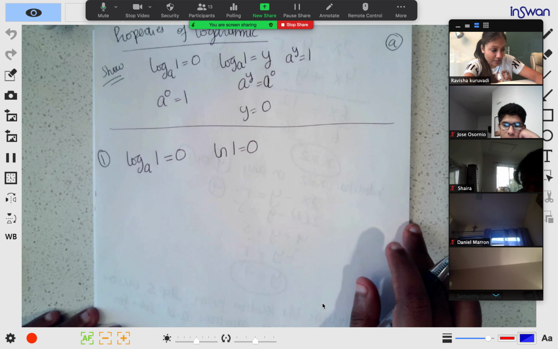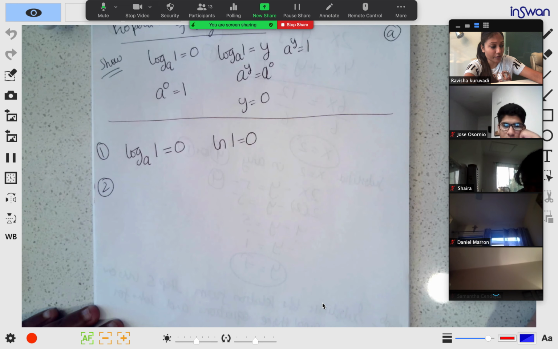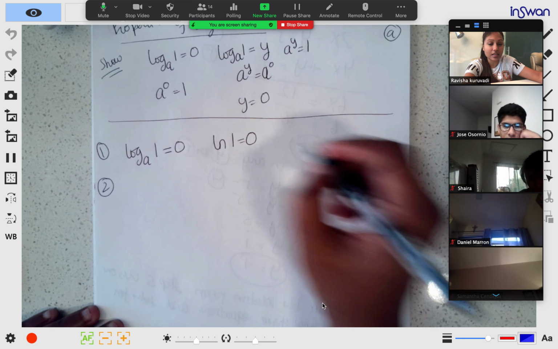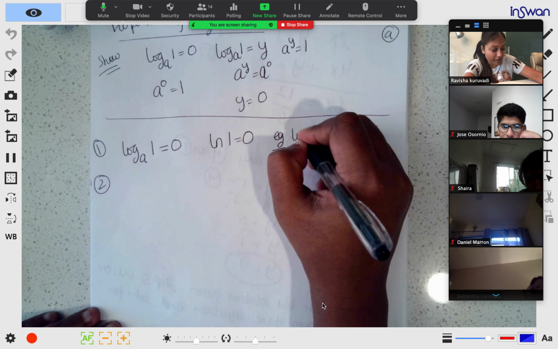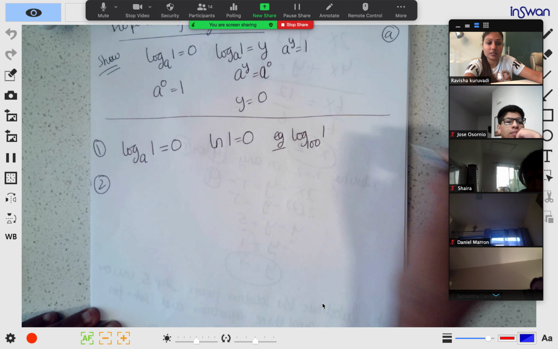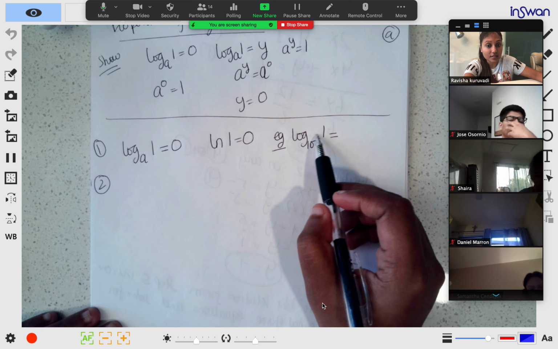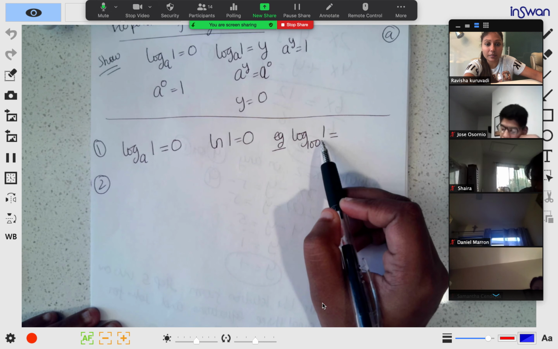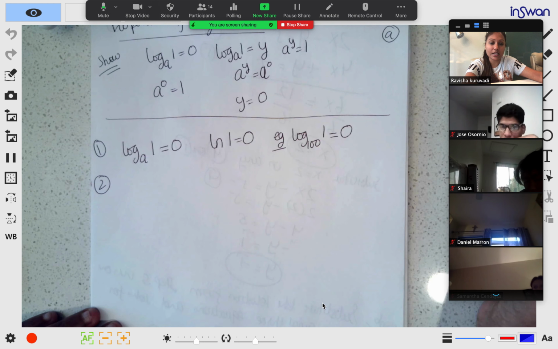Property 1. On the top, it was just the explanation of how we got it. If I give you an example, if I say log base 100 of 1, I again say, no matter what my base is, here my base is 100, I don't care what my base is, log 1 I know is always 0. Directly I should know it is 0.